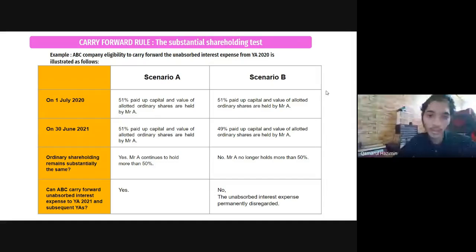But on scenario B, it cannot carry forward and is permanently disregarded because their ordinary shares did not remain substantially the same on the first day and the last day of the year of assessment, as Mr. A no longer holds more than 50% of paid up capital and value of allotted ordinary shares. Okay, next slide.